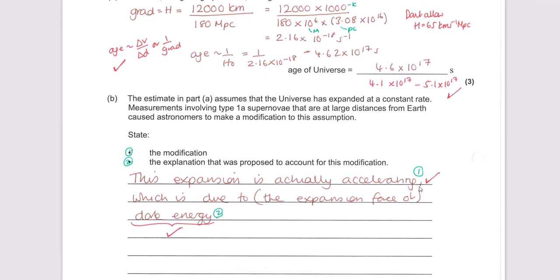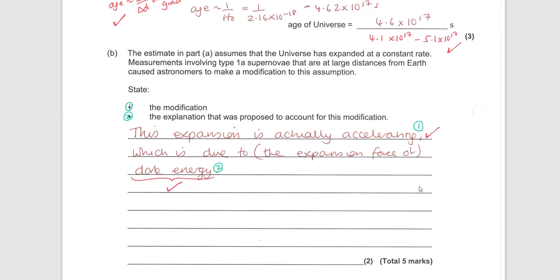And then final question, nice and easy. The estimate in part A assumes that the universe has expanded at a constant rate. Measurements involving type 1a supernovae that are at large distances from Earth caused astronomers to make a modification quite recently, in the past 10-15 years, to this assumption. What is the modification and what's the explanation?